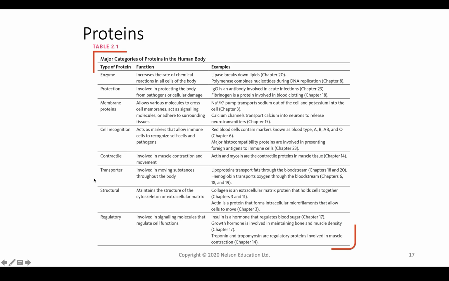We have transporter proteins that bring things into or out of the cell. Proteins like lipoproteins are going to transport fats through the bloodstream. Hemoglobin is going to pick up oxygen and bring it throughout the body and deliver it to the cells and the tissues. We also have structural proteins that are involved in making the cytoskeleton or the extracellular matrix.